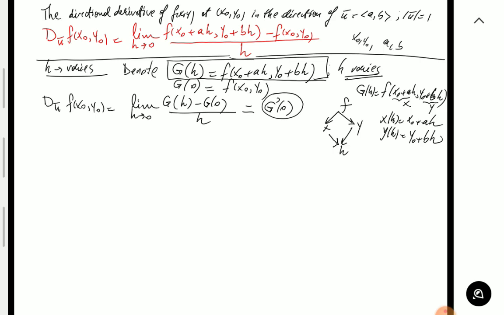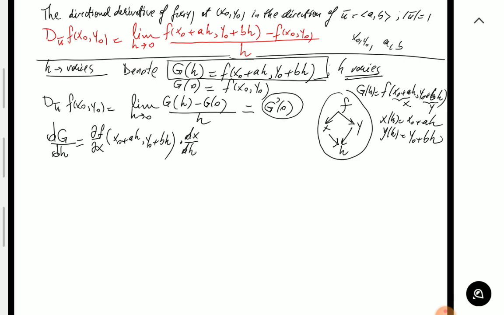So that means dg dh, viewed as a composition of a function of several variables, like in this tree, according to the chain rule, is going to be partial f, partial x, again evaluated at x naught plus ah, y naught plus bh, times dx dh. And then followed by df dy. We follow the chain rule, times dy dh.